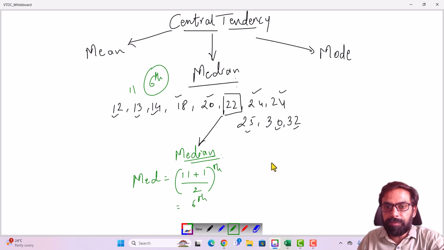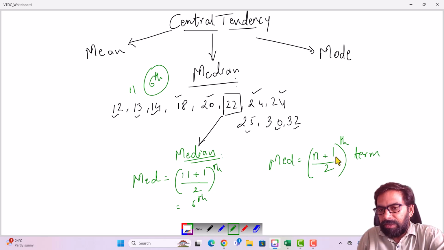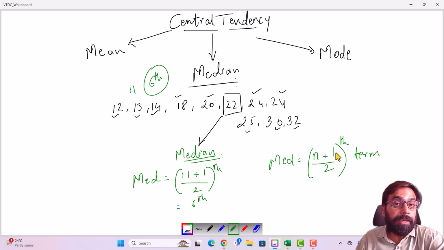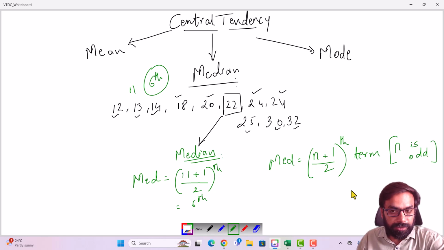Now, the formula for median can also be written like this. It will be the (n plus 1) by 2th term over here. That is, if the number of quantities is odd, let's say 131, then 131 plus 1, 132, divided by 2, the 66th term will come out to be my median. But this is the case when the number of terms is odd, or n is odd.